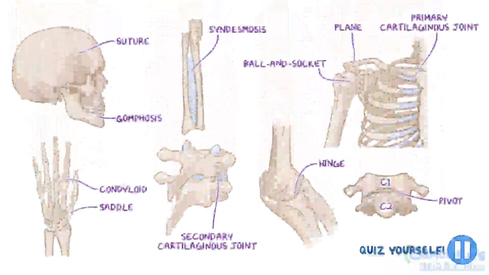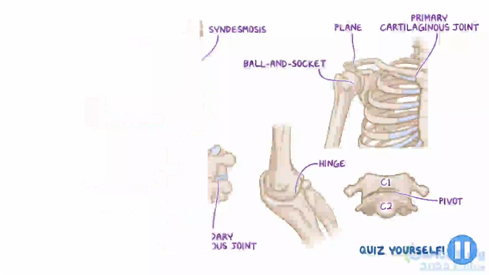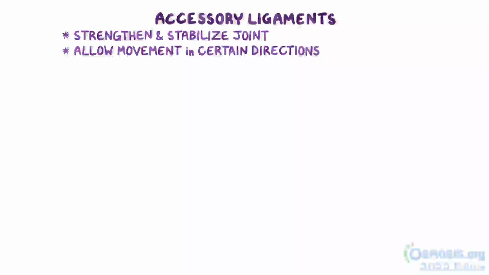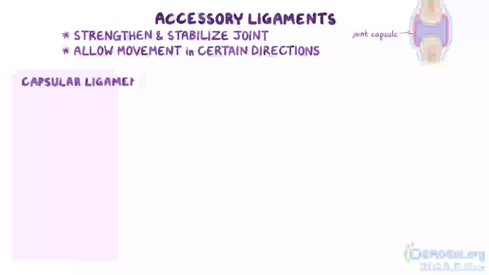Alright, now most joints are secured by strong fibrous bands of connective tissue called accessory ligaments. These ligaments strengthen the joint, stabilize it, and allow movement in only certain directions, basically holding the bones together and preventing their dislocation. Now, the ligaments associated with synovial joints can be classified based on their relationship to the fibrous joint capsule. There are capsular ligaments, also called intrinsic ligaments, that are really just thickenings of the joint capsule.